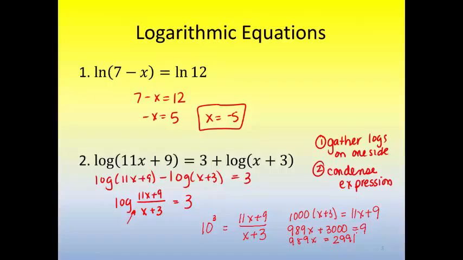And when you divide, let's see what we get here. 2,991, oh, that's negative, right? Divided by 989 is going to be negative 3.024. And that is our value.